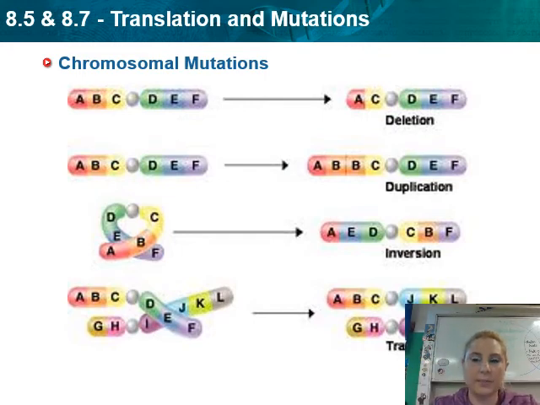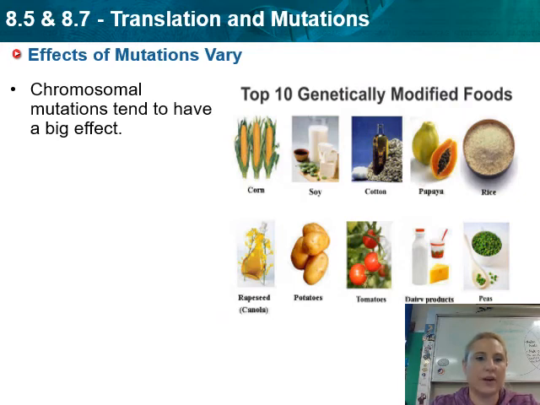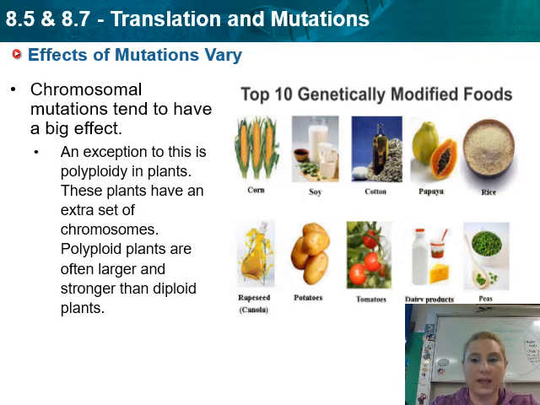And again, please copy this because you may see a picture of a chromosome and they'll ask you which kind of mutation it is. The effects of mutations vary. So chromosomal mutations, because it's a lot of information, there's a lot of DNA on a chromosome, they tend to have a big effect on the organism.